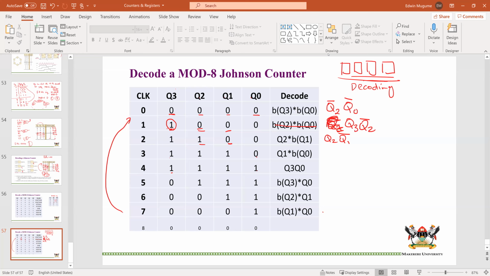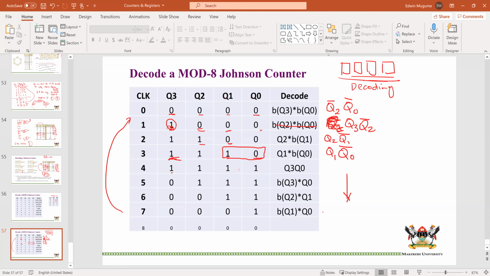What about here? I have 1, 1, 1, 1 is there. 1, 0, is 1, 0 there? 1, 0 is not there. Is 1, 0 there? Oh, 1, 0 is here. This one is 1, 0. So I'm looking at, what about 1, 0, this one? Does it appear anywhere else in here? No. So I can have Q1, Q0 with a bar.